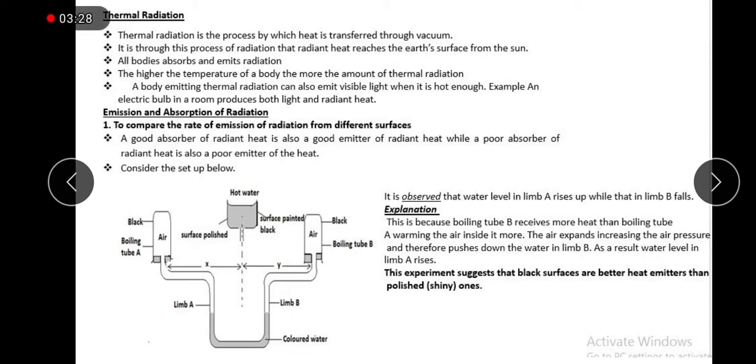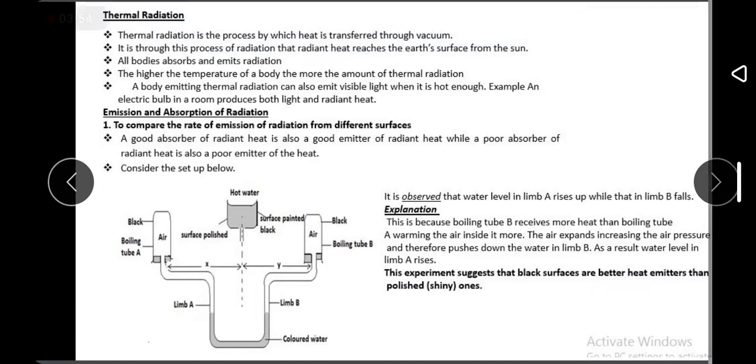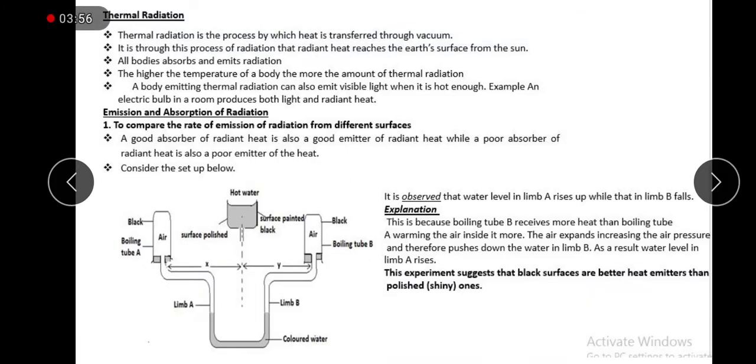Now, consider the setup below. We have this setup. On this side, we have boiling tube A, which is black. As you can see here, it is labeled black. You have air inside it, and then it is connected. This is a U-tube. It connects to the other boiling tube B, which is also black. It has air inside, and inside this limb, we have colored water. In the middle, you see here we have distance x and distance y. Distance x and distance y are equal.